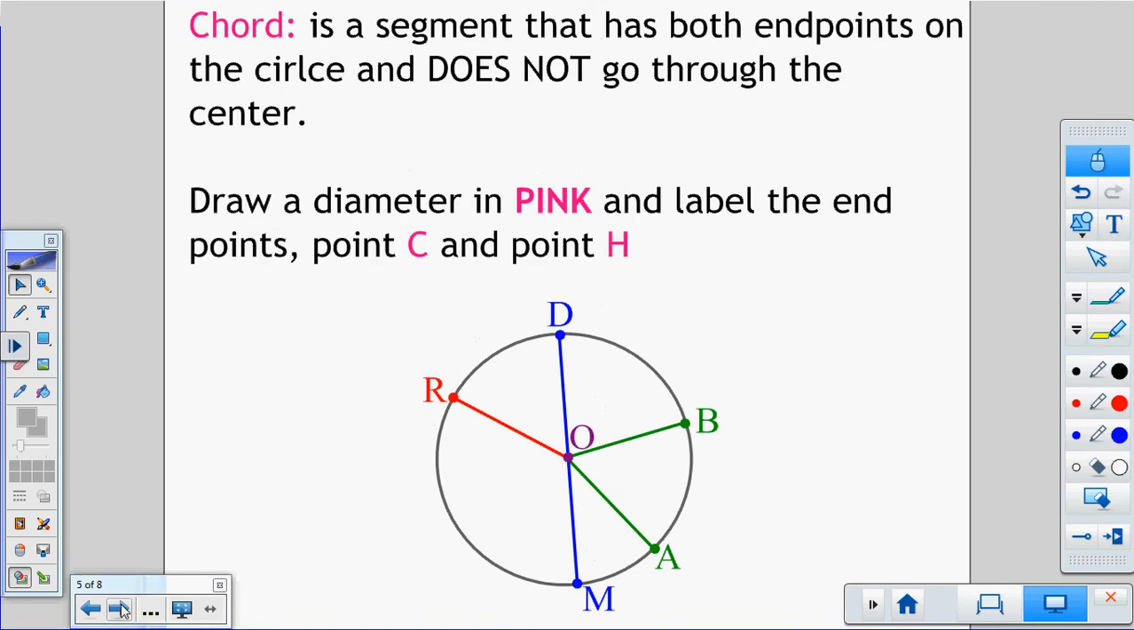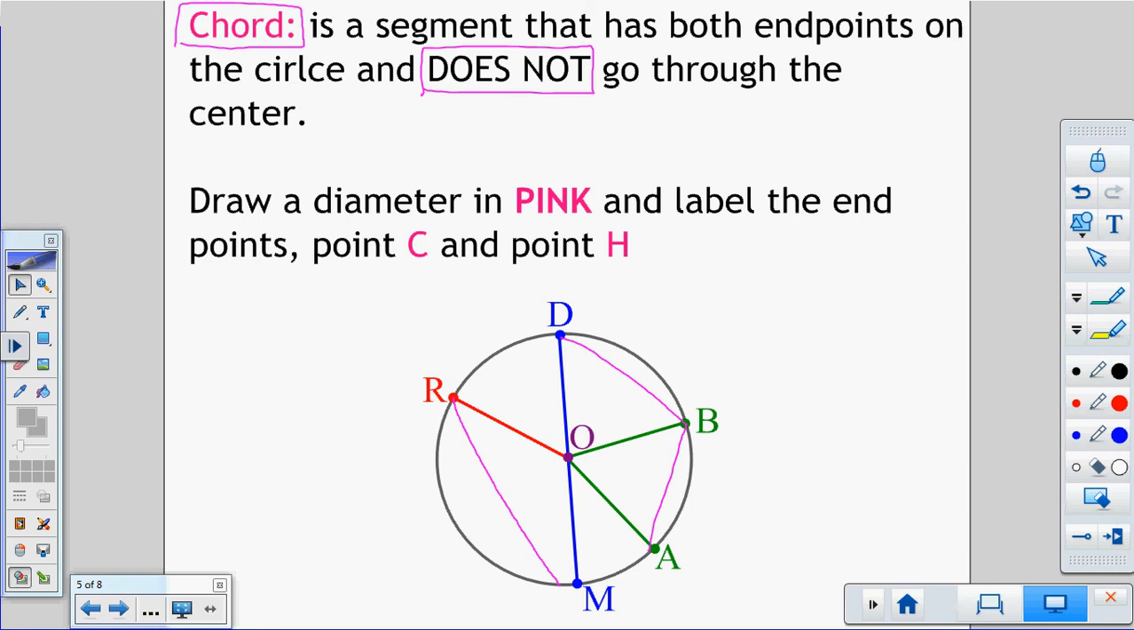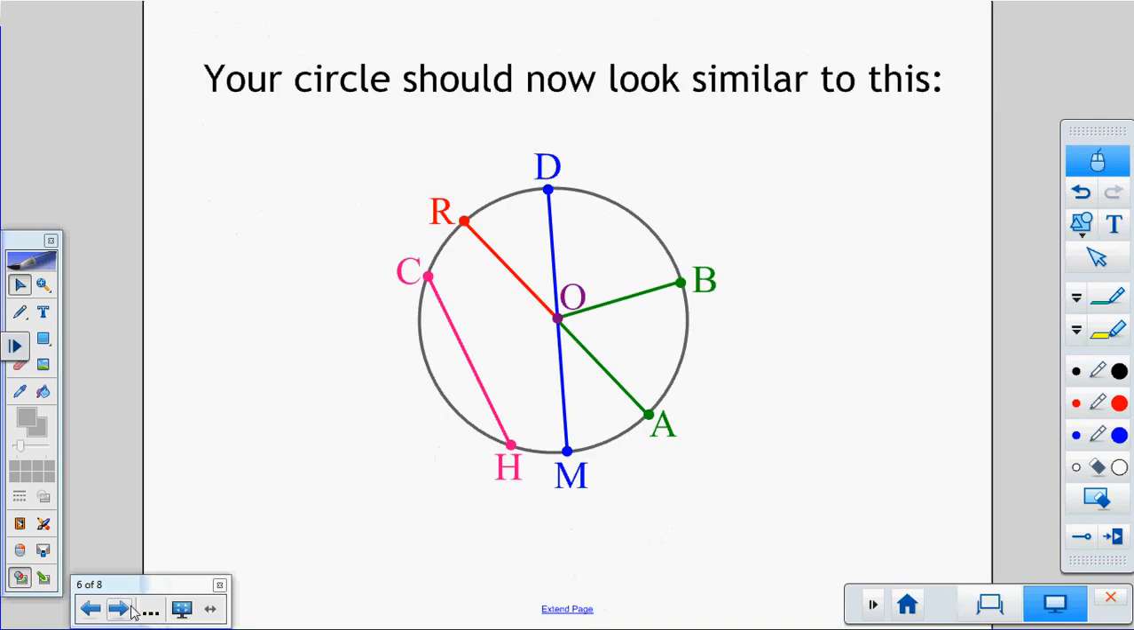Okay, now a chord. A chord, write this in your notes, is a segment that has both endpoints on the circle and does not go through the center. So here's the key thing. It does not go through the center. So it's any of these points that I go from one to the other, and it's a straight line. It's a segment, so a segment means straight line, and both endpoints are on the circle, but it doesn't go through the center. So label that on your circle, and you can label that chord right on there.